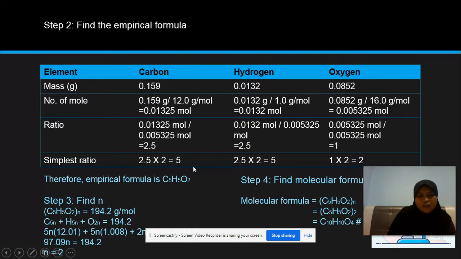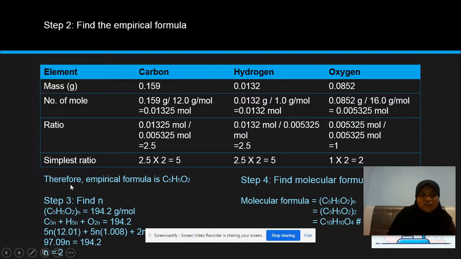So 2.5, we can times with 2, so we will get 5. Okay, no more decimal. So we must times all the ratio with 2. 2.5 times 2 is 5. Also this 2.5 times 2 is 5. And this 1 times 2 is 2.